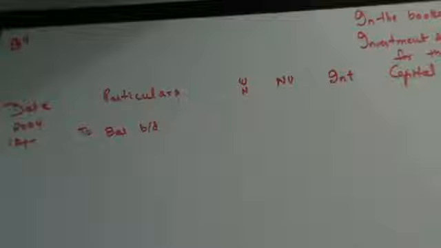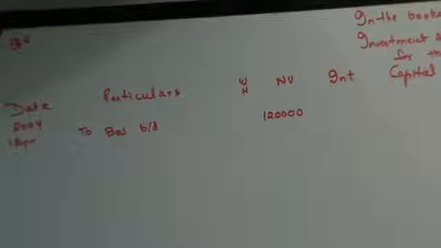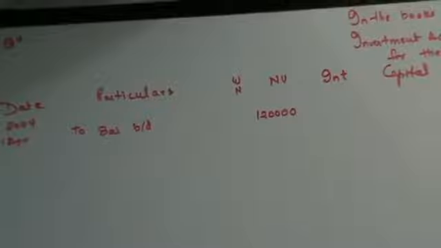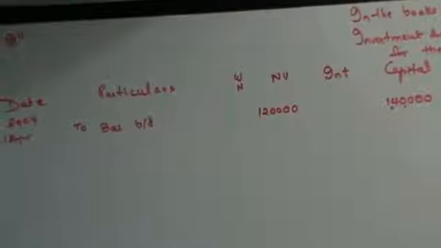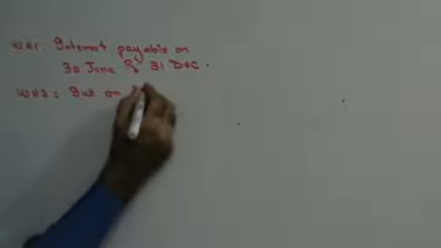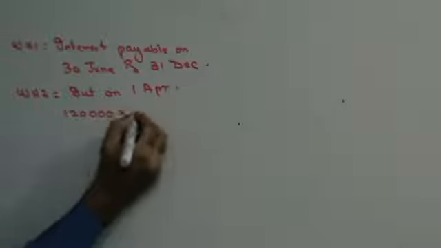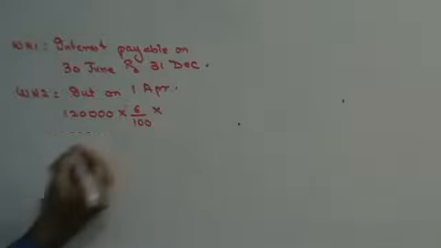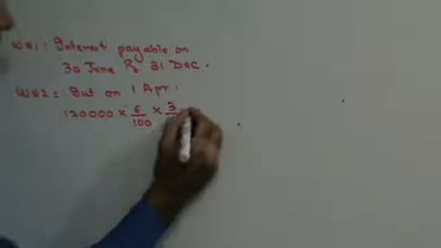They're saying that they held 1200 debentures. Face value of each debenture is 100 rupees. 1200 debentures of 100 each, 1,20,000. Capital value they've given you is 1,40,000. Straightforward. Let's calculate the interest. Working note 2: interest on 1st April. You have face value 1,20,000. Interest is 6%. Now, closest previous date is 31st December. So that means that will be 3 months. 1800.